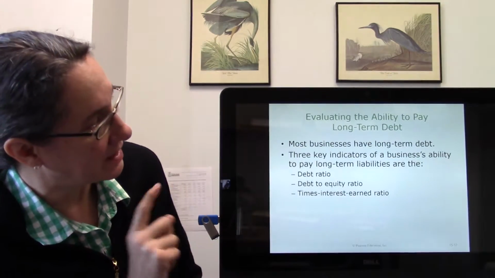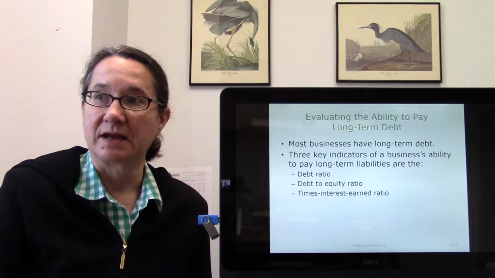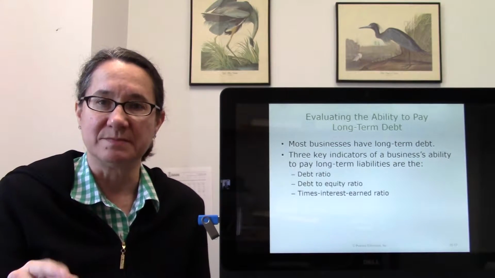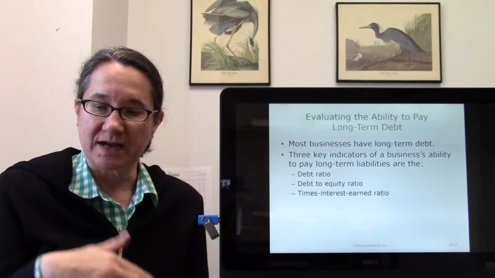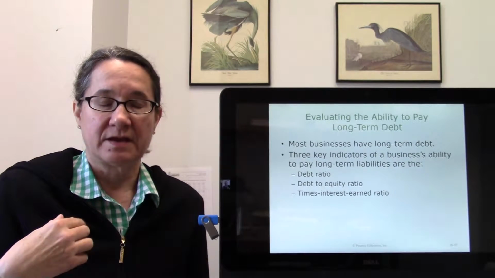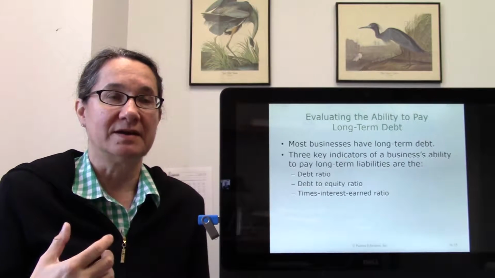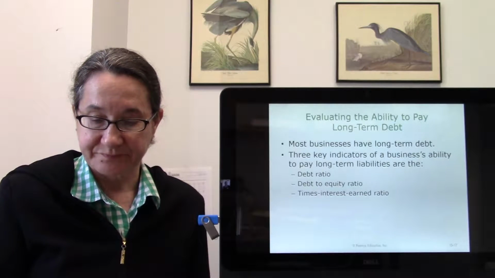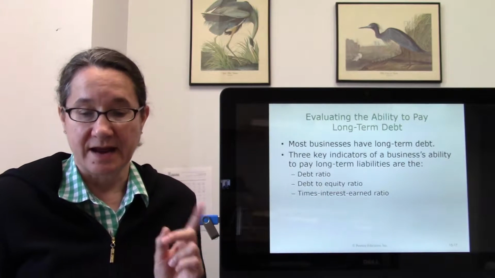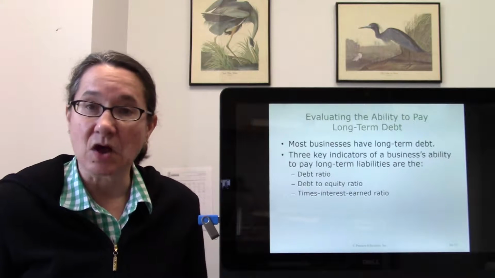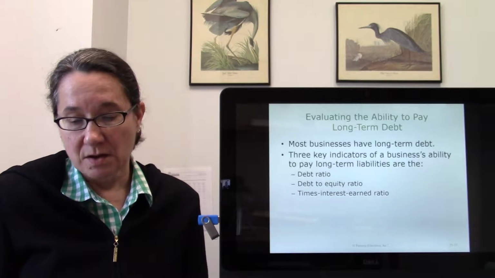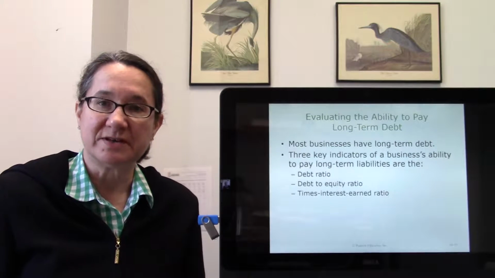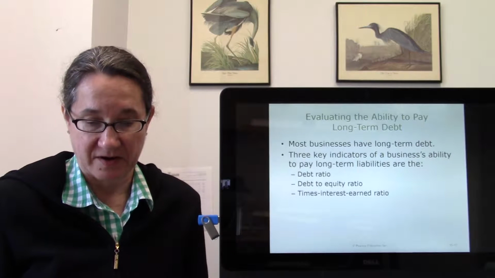So let's talk about evaluating the ability to pay long-term debt. So far in this chapter we've talked about horizontal analysis, vertical analysis, trend and benchmarking type analyses. We got started last video talking about ratios, and we talked about ratios that look at how well companies can cover their current liabilities and how well they sell their product. Now we're going to start out talking about the ability to pay long-term debts. Now, most businesses do have some long-term debt, not all, but when they do, there's some ratios that can help us think about how well they're covering that.